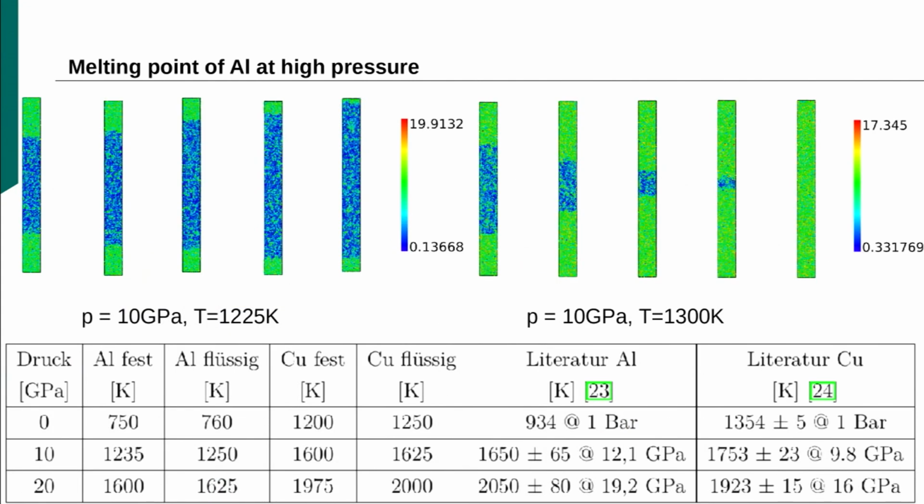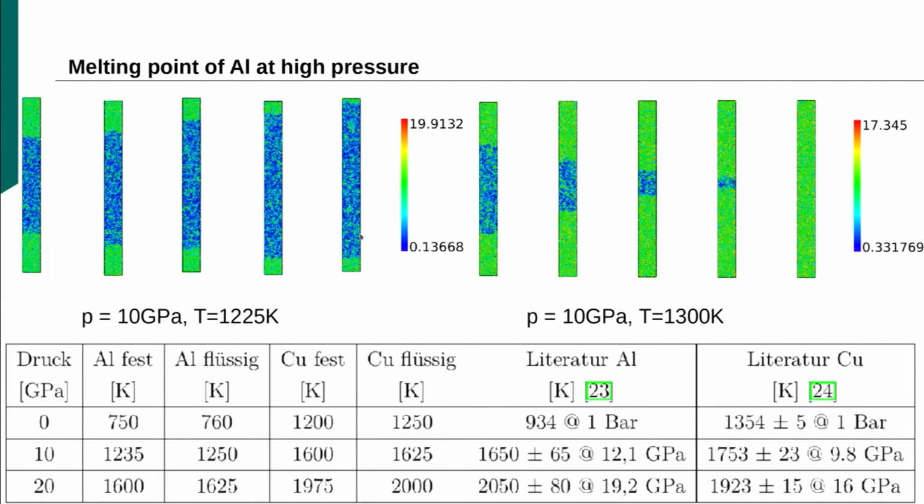So here, that's this, perhaps I should have shown it before. He also tried to measure the melting point of aluminum at these high pressures, melting point at 10 gigapascal. And it's just the method Guru explained. You take a molten region in a solid, crystalline region, and then you let it run for some time. So that's the initial state, and here you see the molten region at 1200 something.